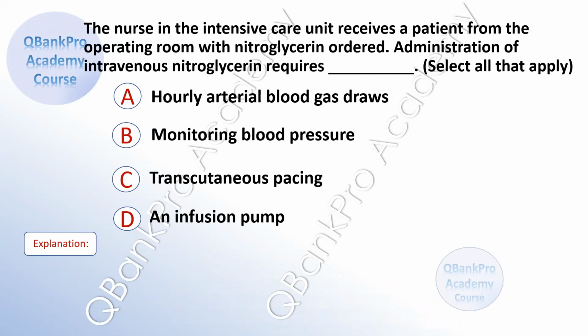The nurse in the intensive care unit receives a patient from the operating room with nitroglycerin ordered. Administration of intravenous nitroglycerin requires. Select all that apply. A. Hourly arterial blood gas draws. B. Monitoring blood pressure. C. Transcutaneous pacing. D. An infusion pump.